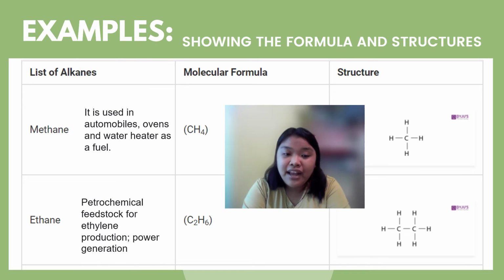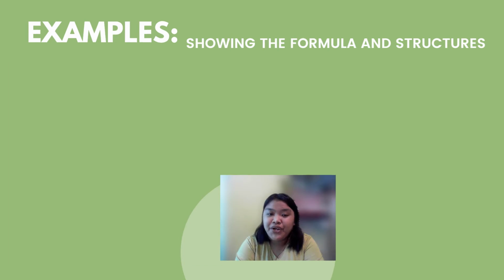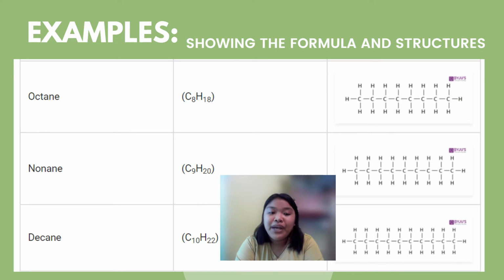Next, ethane. Petrochemical feedstock for ethylene production, and it is used also for power generation. Next example, we have octane, nonane, and decane. So we have for octane, we have C sub 8 H18. So we can see in the structure. So, diba, the chain is getting longer na jud. The chain is getting longer. We have the nonane and the decane.